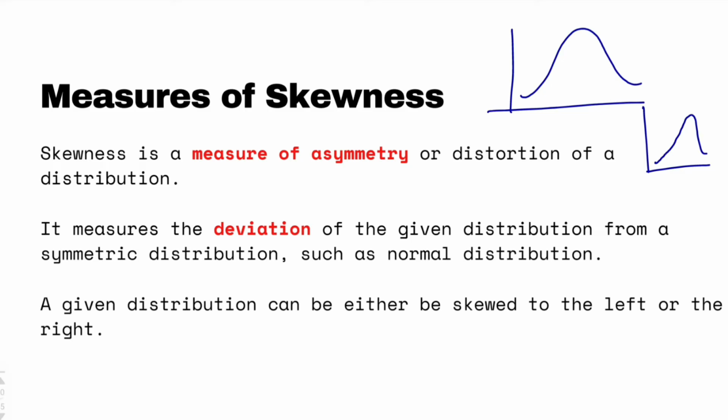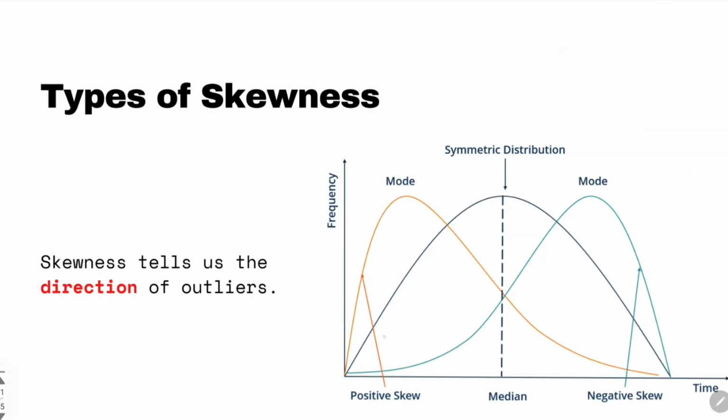So skewness is a measure of the asymmetry or the distortion of our distribution. It measures the deviation of the given distribution from a symmetric distribution like a normal distribution. So when our measures of variation found the dispersion, skewness measures the deviation. Any distribution can either be skewed to the left or the right, that is positively skewed or negatively skewed. Suppose this is my symmetric distribution over here, then a positive skew means the number of outliers would be more on the right hand side. If it is a negative skew, the number of outliers would be more on the left hand side.